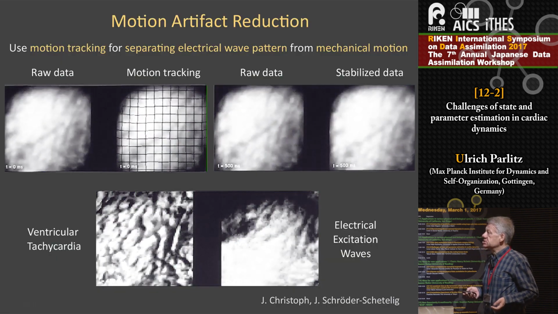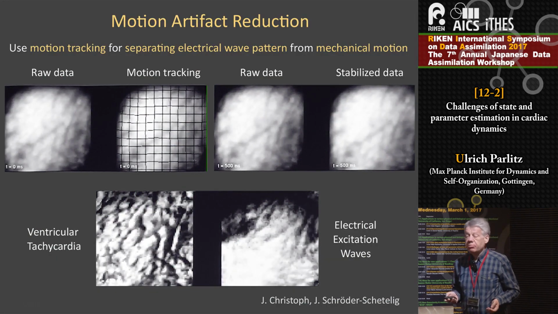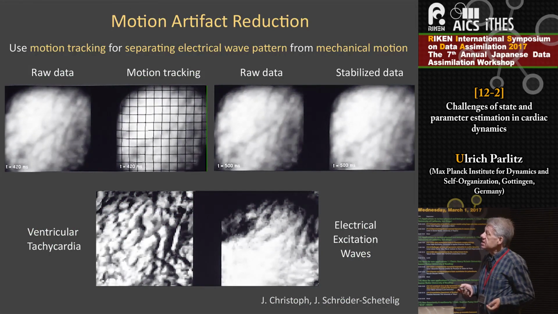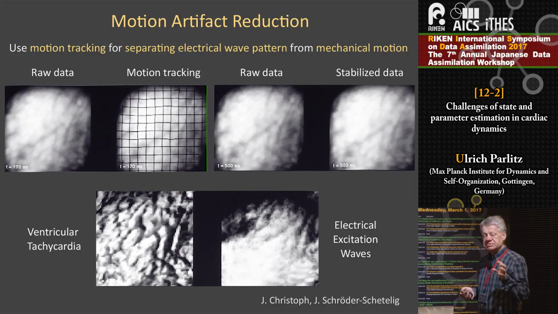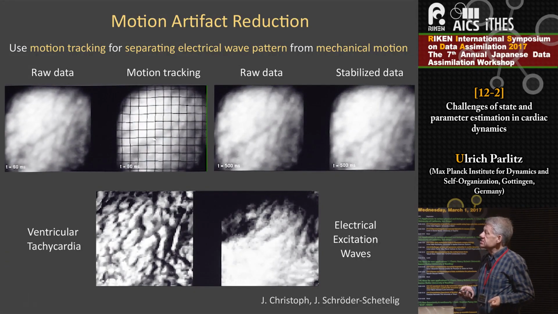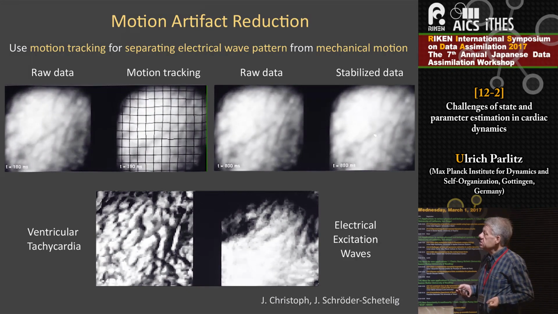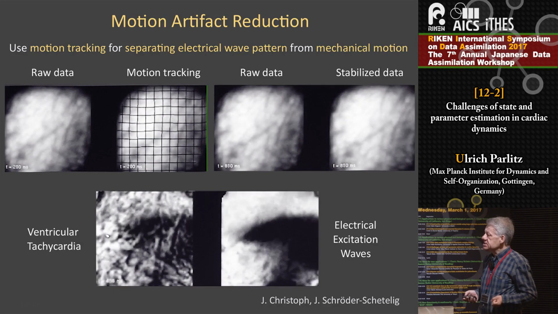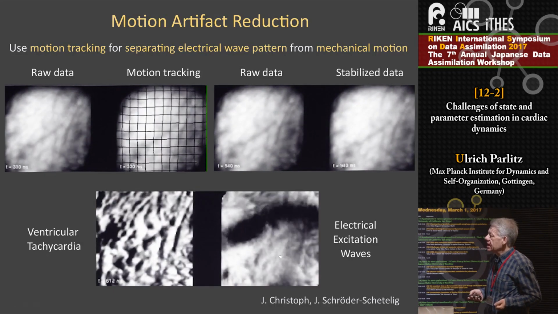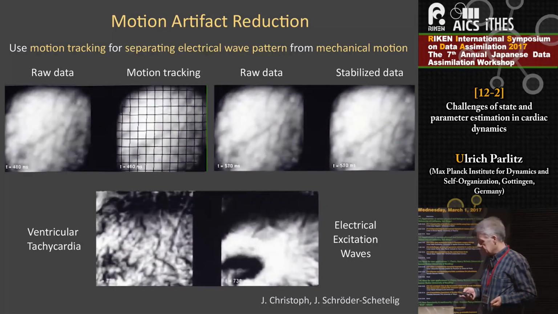And if you use this approach, you have to cope with another problem, because at the end you want to separate the electrical waves and the mechanical motion. So these are the raw data, and since the heart is pumping, it's moving back and forth. So you have to do motion tracking using a correlation analysis of features on the surface. Then you get a new image where the motion is mainly reduced. And you see maybe here these shadows of black. If you now use image processing, you can amplify them, and then you see the electrical motion on the heart.